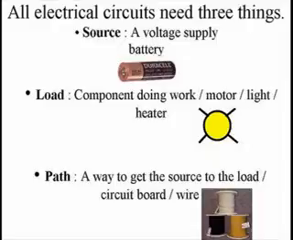A load is something that's doing work for you. This can be a motor, a light, or a heater, for example. And a path is a way to get the source to the load and back to the source again. Very important, it must return to the source to complete the circuit.